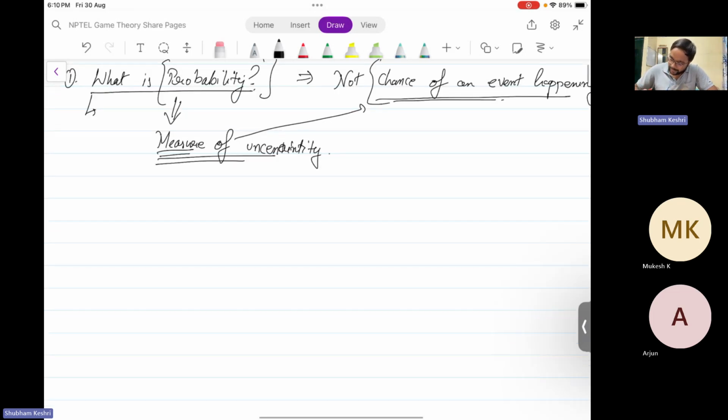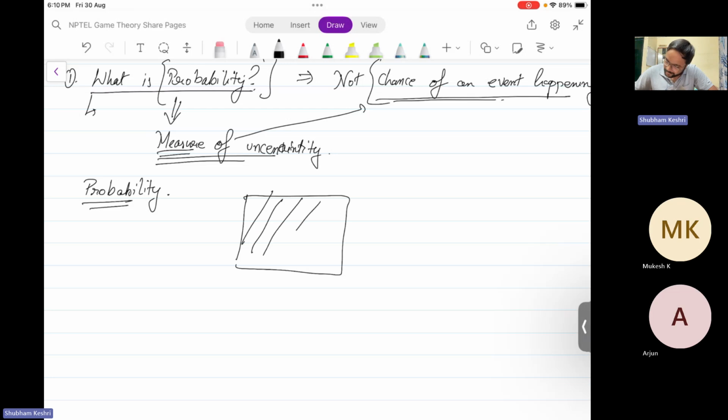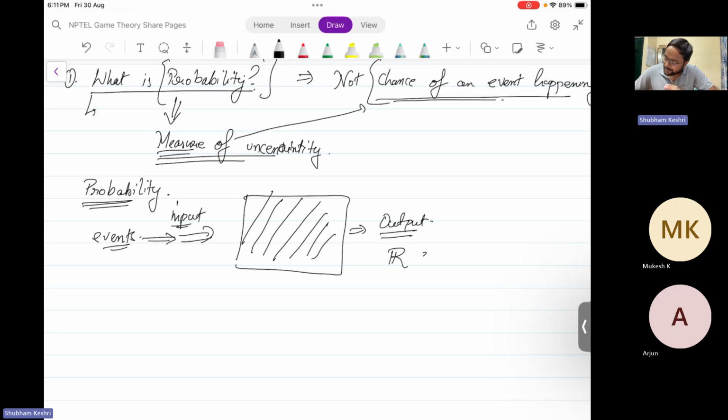All right. So I'll say probability is a function. If you don't know what a function is, you don't have to understand. Just think of it as a black box. It takes some input and it gives output. The input of the probability function is actually events. And what does it give as output? It gives a real number which is in between 0 and 1, both included.